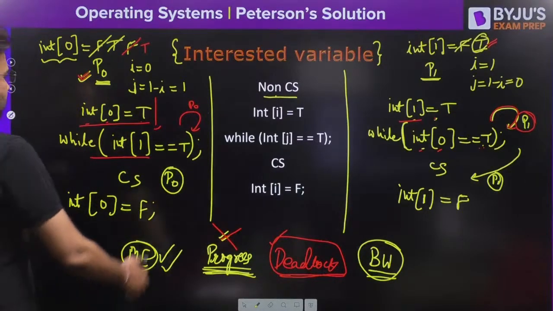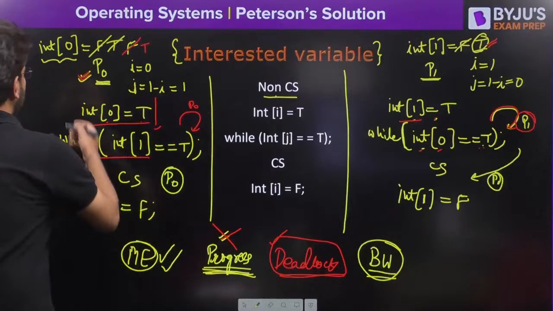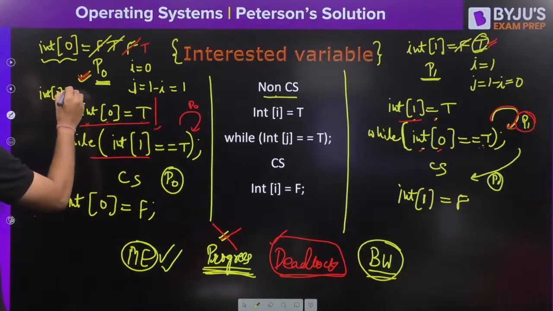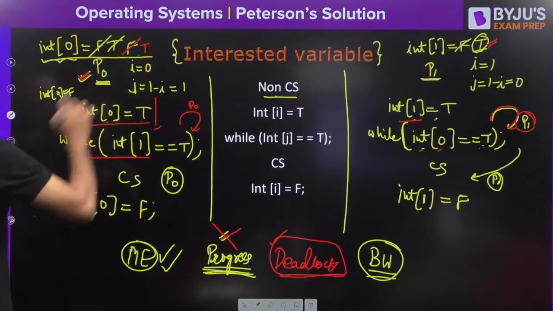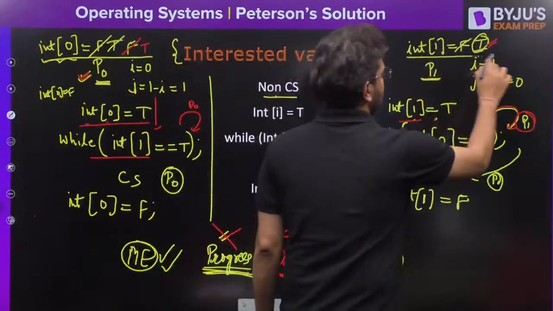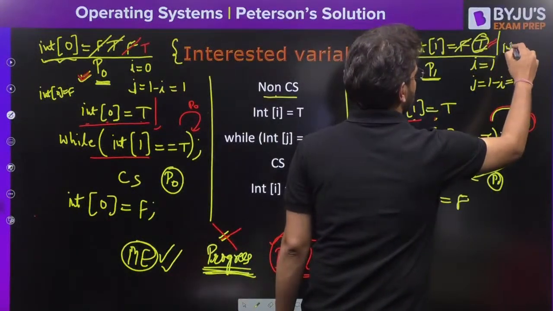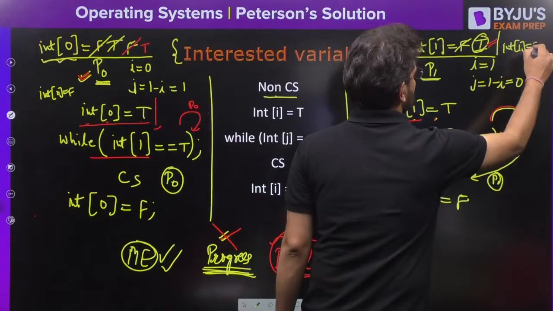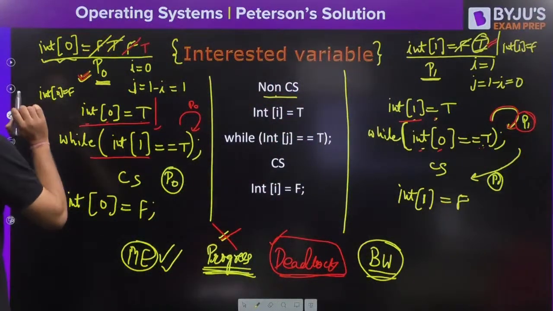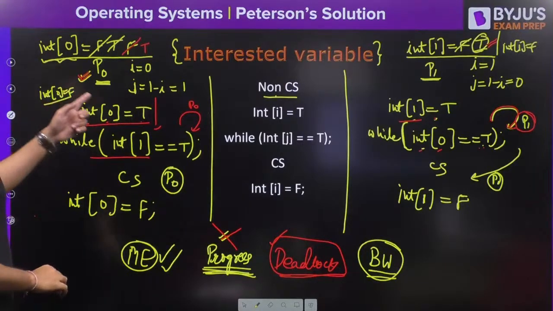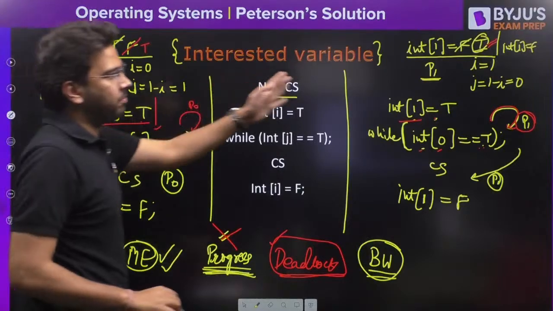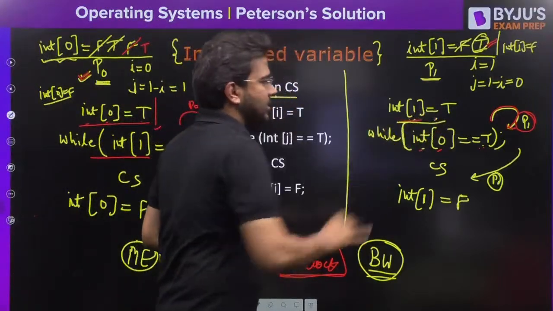Now, if you see here, let's say P0, let me take it again, this one, int of 0 is equal to false. Already we have taken a few cases. Int of 1 is equal to false. Initially both are, let's say, not interested. Now bounded waiting means, let's say we are going to try to execute P0 again and again if P1 is interested.